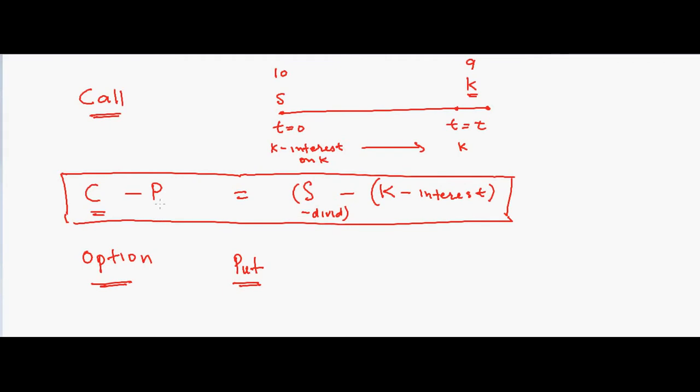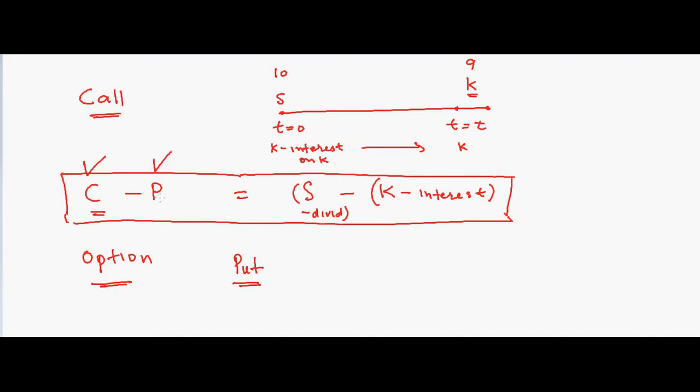Now this call put parity is one of the very important equations, because we can rearrange these terms to buy a synthetic call or a synthetic put. Suppose you want to buy a synthetic call: all we need to do is buy the stock, buy the put, and then put some money, or get some money, on interest. That will be a synthetic call option.